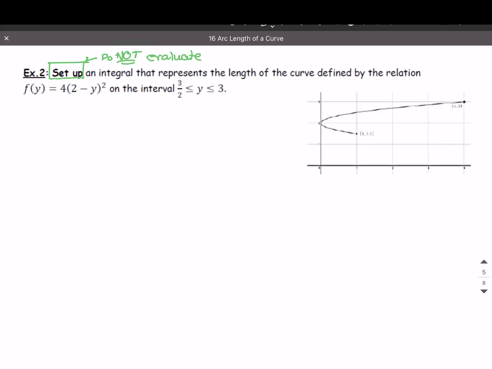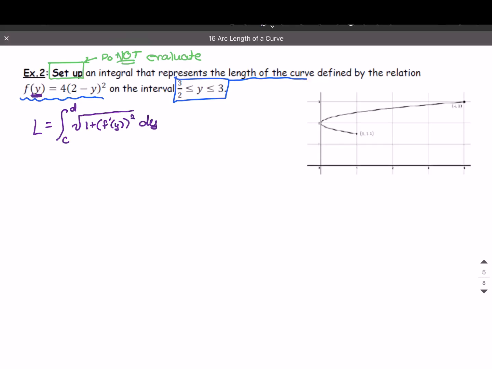Set up an integral that represents the length of the curve defined by the relation f of y equals 4 times the quantity 2 minus y squared on the interval from 3/2 less than or equal to y less than or equal to 3. So now for our arc length, we're going to be using the formula that's defined in terms of y. So we're going to use the integral from c to d of the square root of 1 plus f prime of y squared dy. Okay?